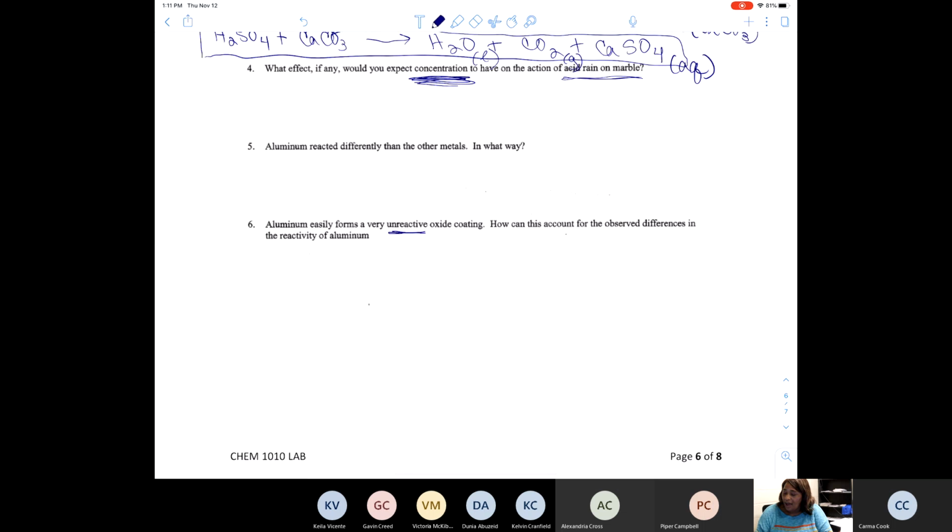So the oxide coating is unreactive. That means it's like a layer of protection. So when you made your final observations, could you still see the piece of aluminum in the spot plate well, or had the aluminum disappeared? If you could still see the aluminum, that means that the acid didn't break it down, didn't dissolve it. And that's probably because of this unreactive oxide coating that acts as a layer of protection to protect the aluminum from the acid.